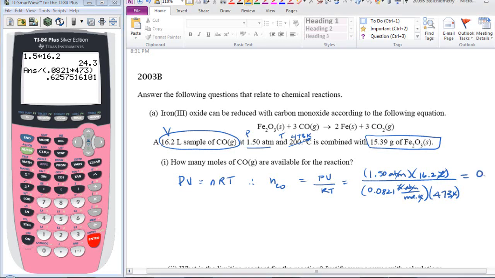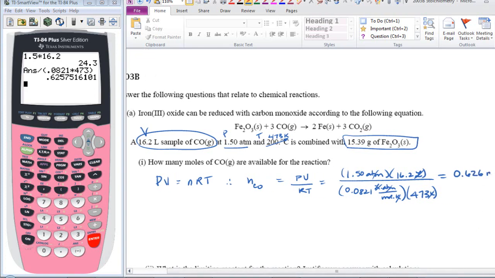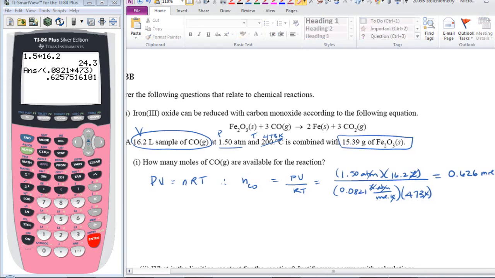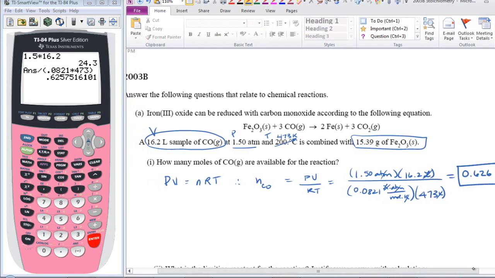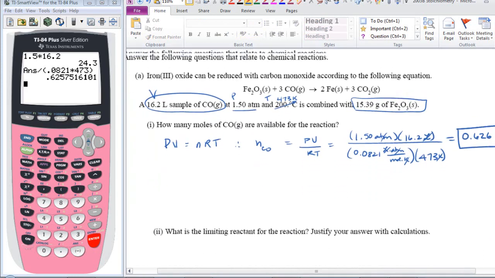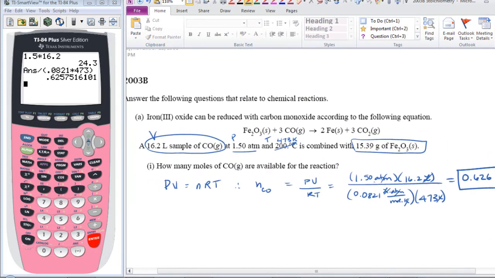Yes, 0.626 moles CO. Well, CO, sorry, carbon monoxide. The stuff you never want to breathe. All right, easy enough there. By the way, that's 2 points so far. You got 1 point for just setting this up correctly and 1 point for actually putting the numbers in your calculator correctly.